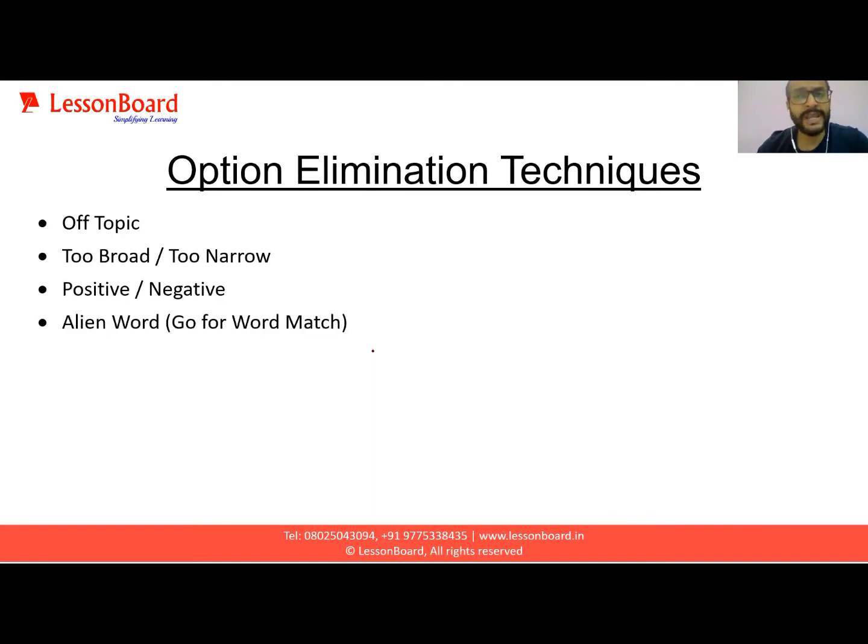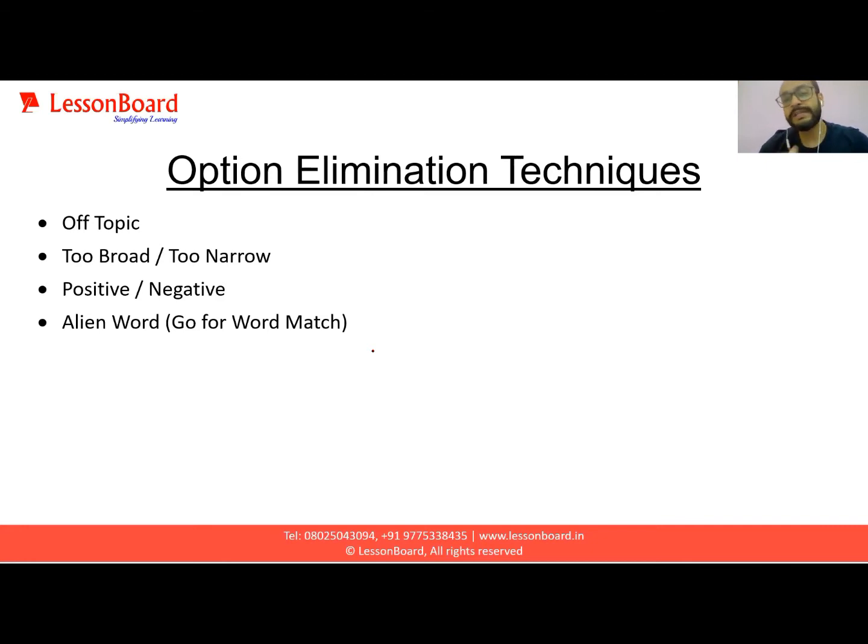Alien word, go for word match. Any answer option that has a word given which is nowhere mentioned in the passage will always be incorrect. So let me say that the passage was talking about pollution in the US and the ways to control pollution. Now an answer option gives you that the health of people is on a decline due to pollution. Well, the passage probably did not even speak about the health of people. The passage was talking about ways to control pollution.